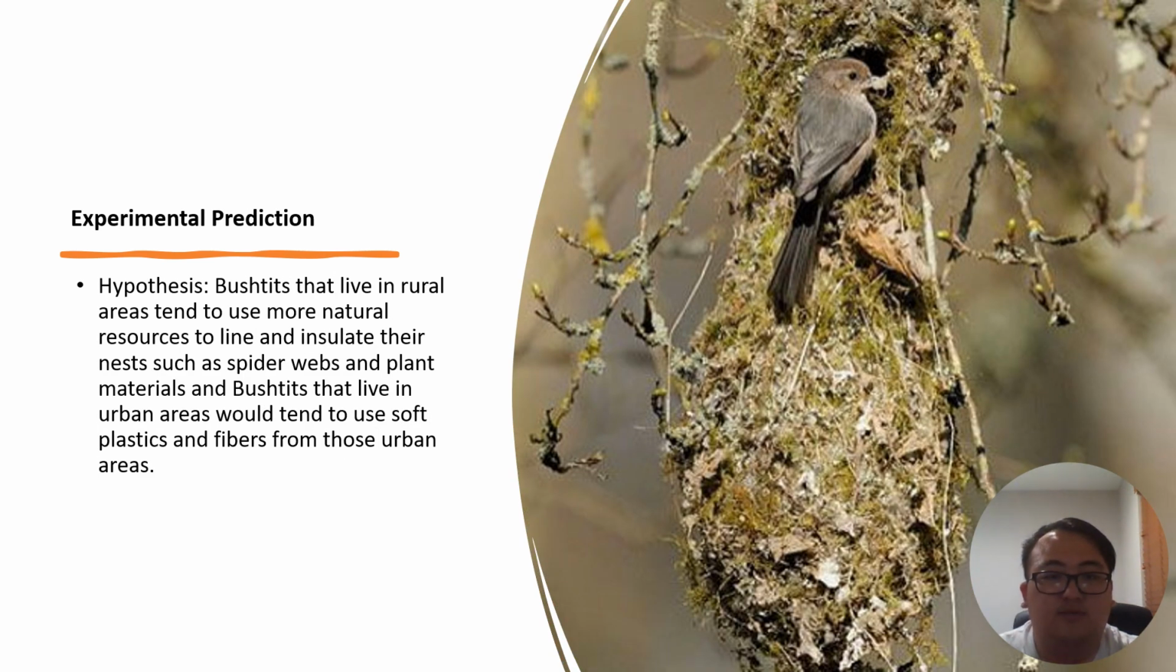So my hypothesis for my experimental design is that bush tits that live in rural areas tend to use more natural resources to line and insulate their nests, such as spiderwebs and plant materials, and that bush tits that live in more urban areas would tend to use more soft plastics and more human-made materials. And if my hypothesis is off, then I expect no change to materials used by both the rural and urban bush tits.